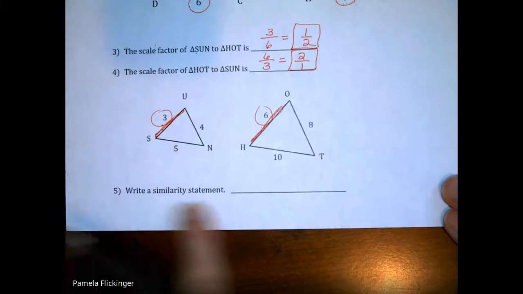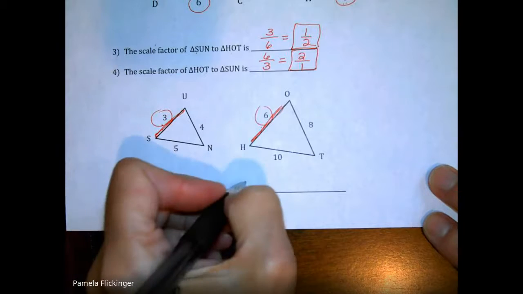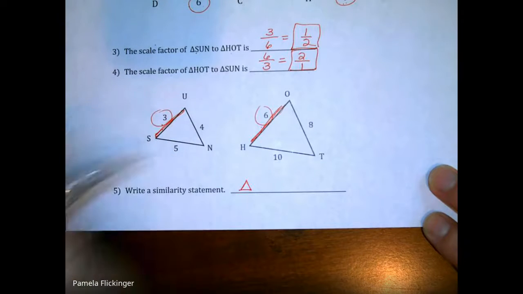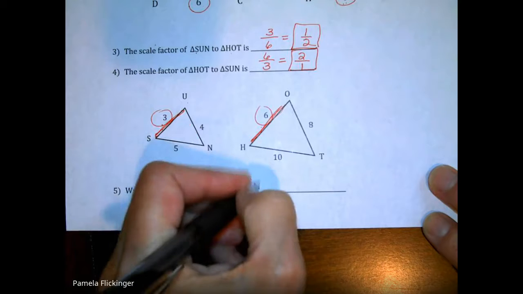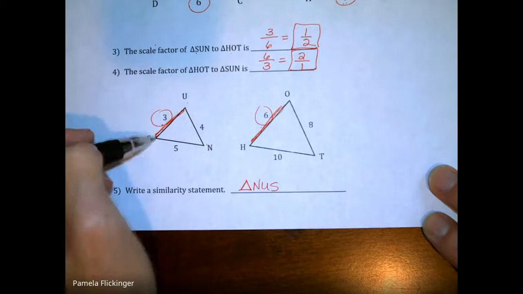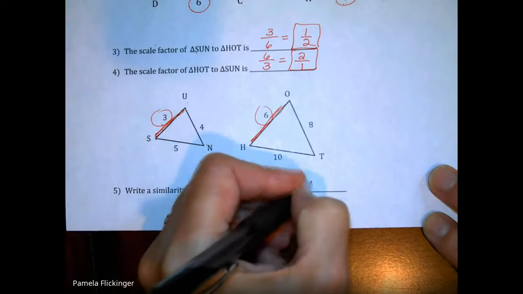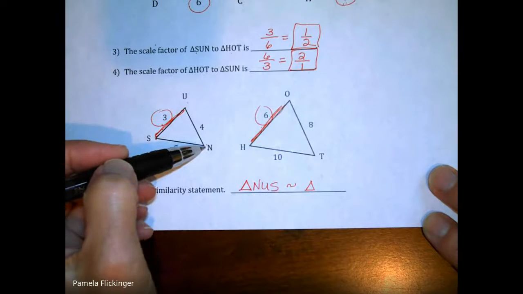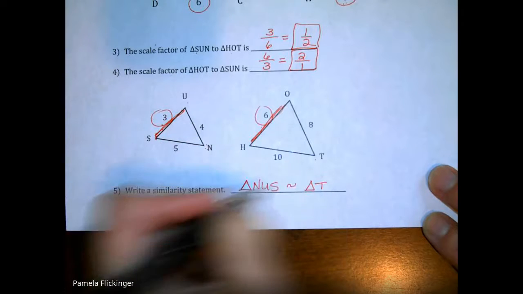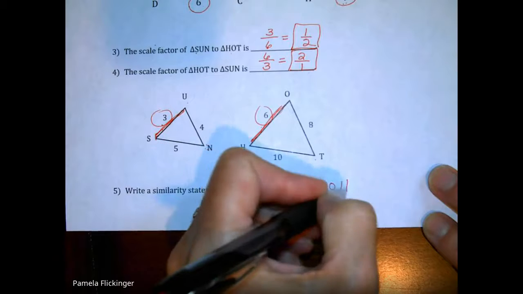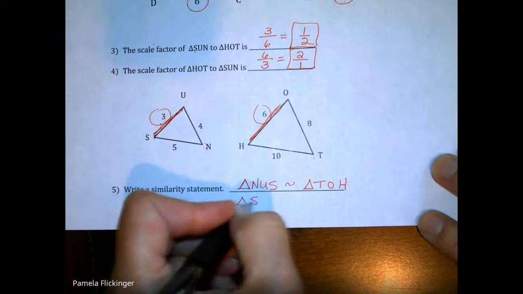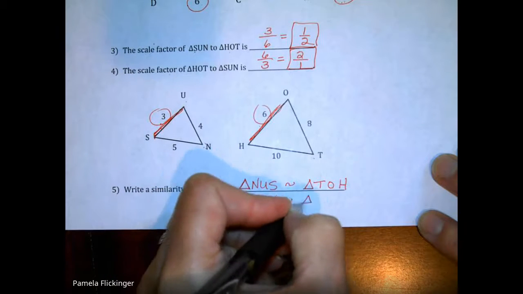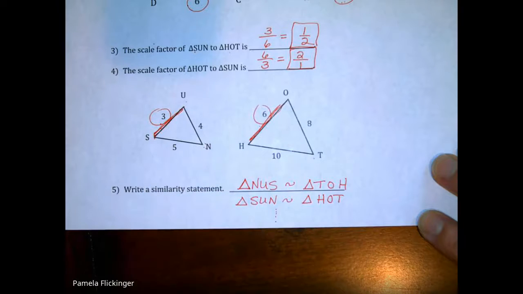When it says to write a similarity statement, that means pick any way to name your first shape. I'm going to intentionally not do it as SUN. So I'm going to do NUS. If that's how I choose to name my first, then that's going to be similar, and I want corresponding parts together. So N goes with T, U goes with O, and S goes with H. So that would be one possible similarity statement. Again, we could have just done the easy triangle SUN to triangle HOT, but there are others.